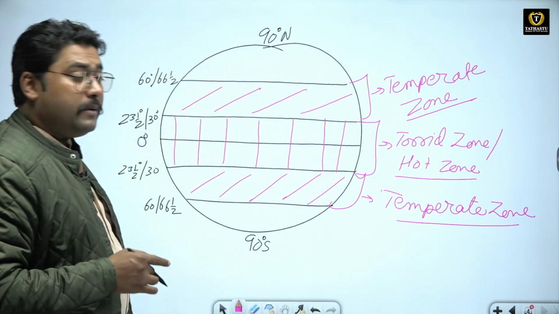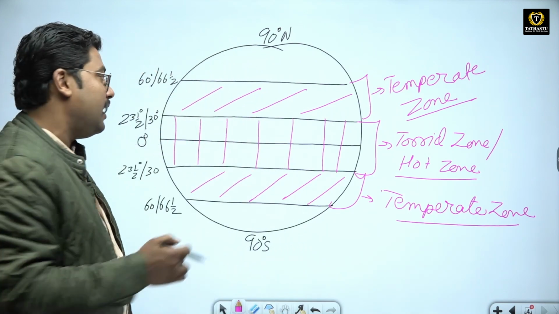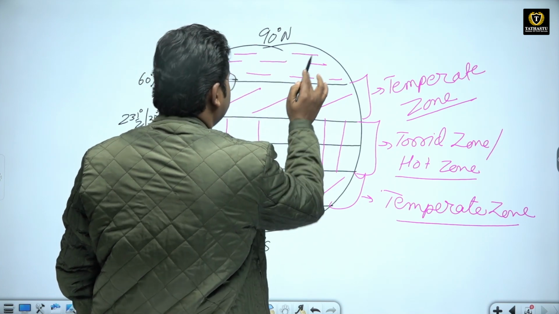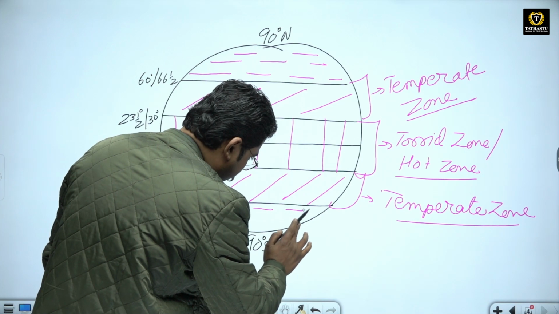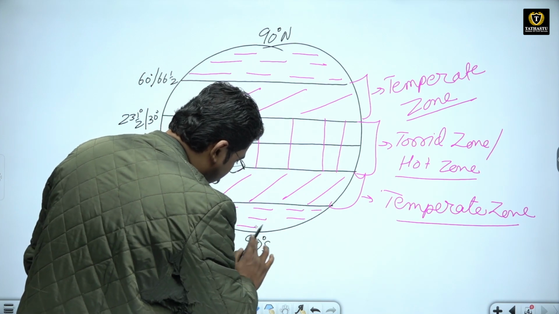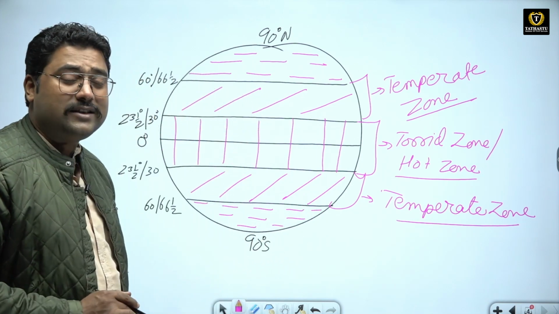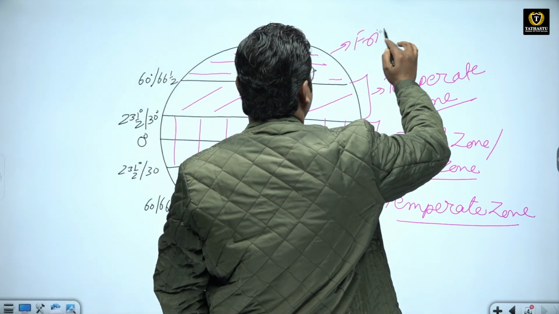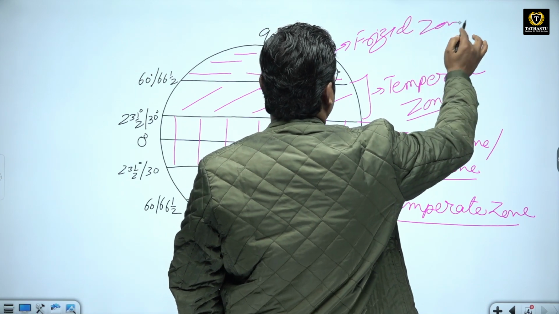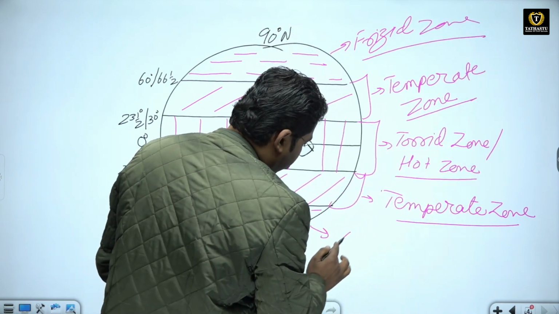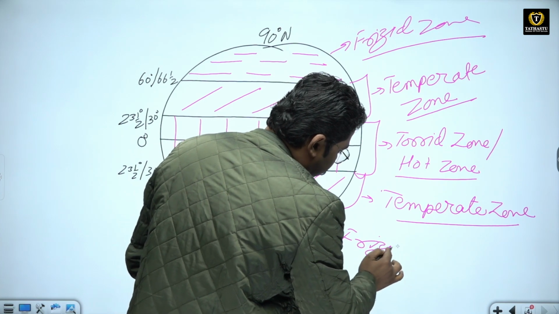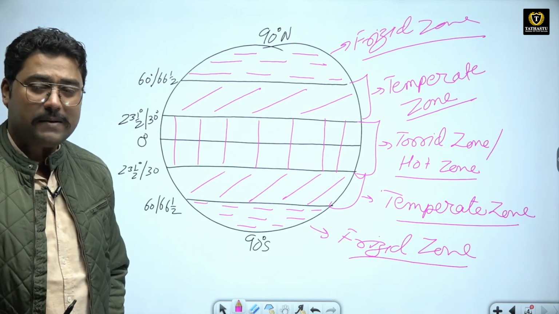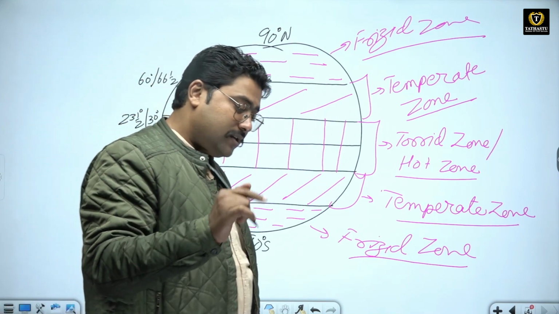Okay, beyond 60, or you can say 66.5, the sun rays are almost horizontal in nature, means no energy surplus or balance, but rather these regions are energy deficit regions, which are considered as frigid zone, which we name as the polar areas or the permanently frozen areas.